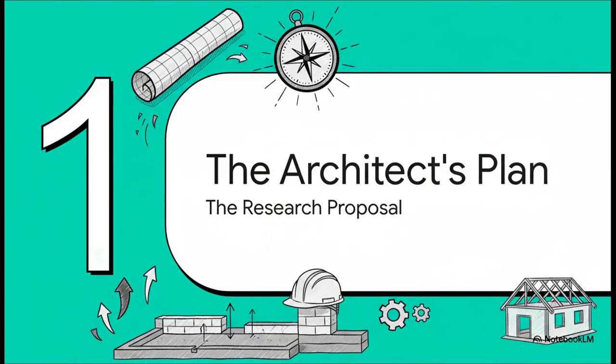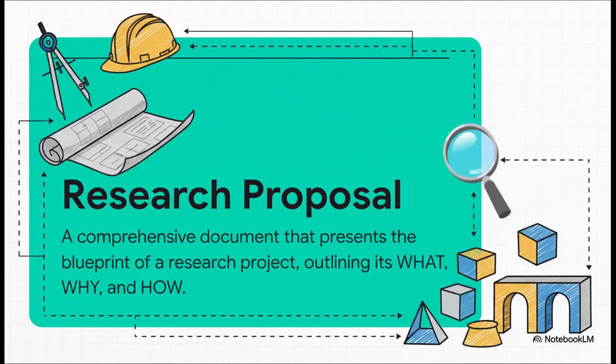Section 1, the architect's plan. See, before you can build anything, you absolutely need a blueprint. And in the world of research, that blueprint is your proposal. So a research proposal is basically the non-negotiable blueprint for your entire project. I mean, think about it. A builder would never ever start laying bricks without a detailed plan, right? And neither should you. This document spells out the what, the why, and the how of your study. It proves your project is doable, important, and really well thought out.